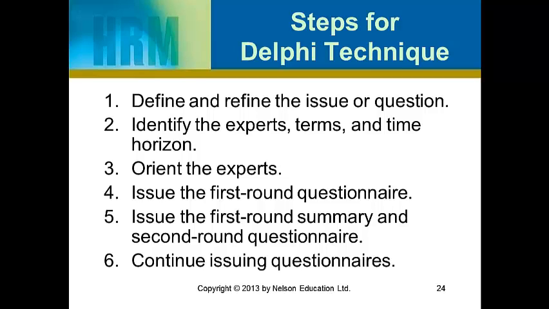Okay, defining and refining the issue or the question, focusing on the timelines, okay, making sure that the people who are involved in it understand what they're supposed to do during the process. You issue a questionnaire, then you summarize the findings from that questionnaire, and you keep going through those process steps 4 and 5 until you get a conclusive recommendation.